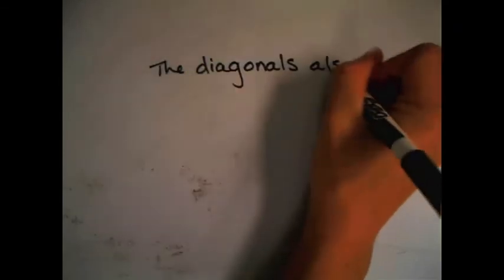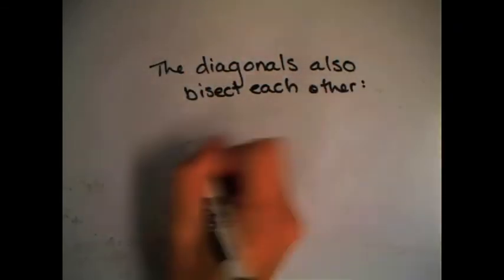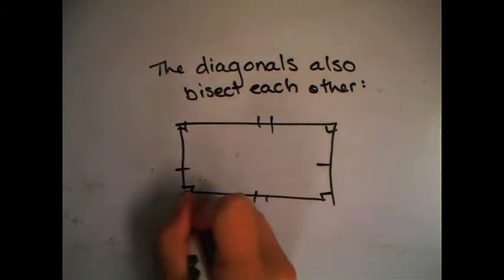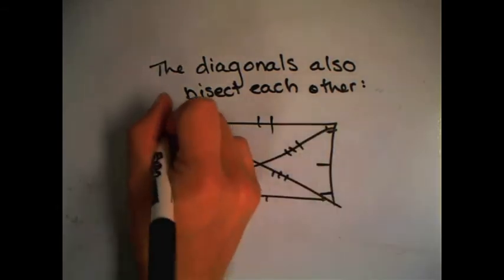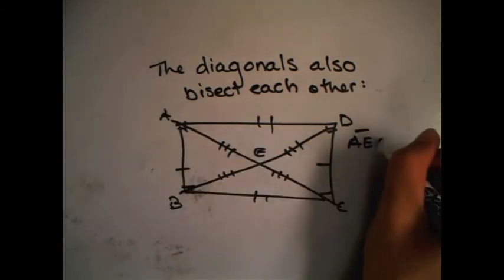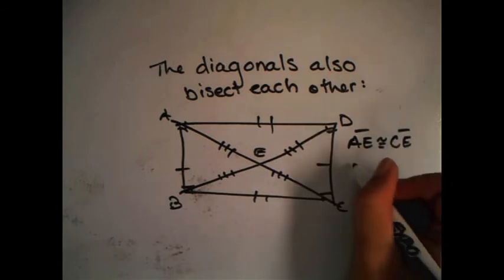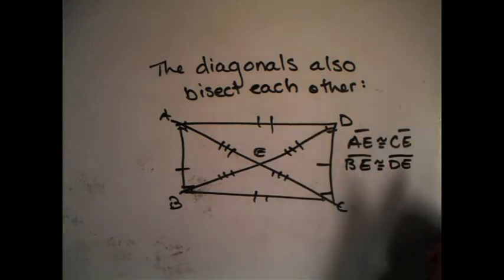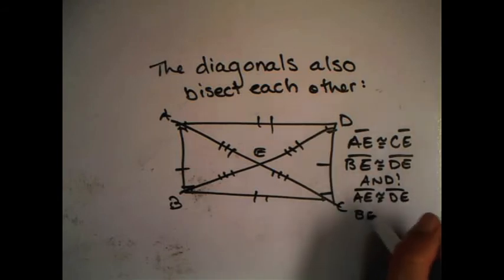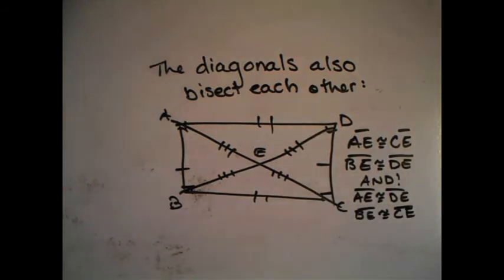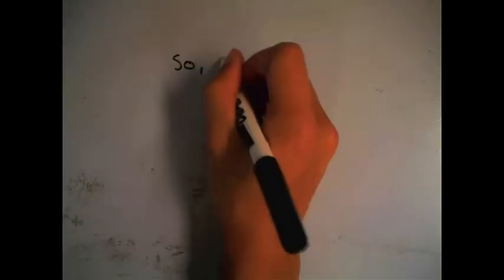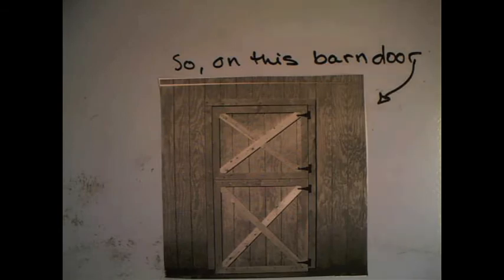The diagonals also bisect each other, which creates little congruent segments. Each little piece formed by the diagonals intersecting will be congruent to all of the other three. So if we take a look at a picture of a barn door, those smaller pieces of wood are congruent to each other.